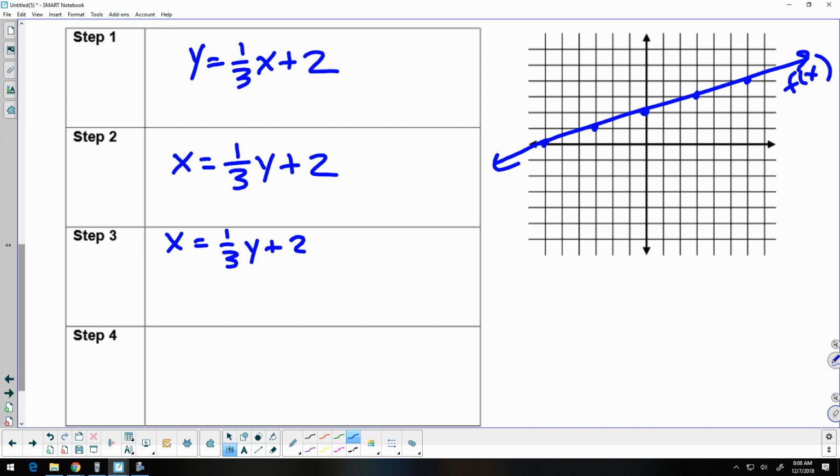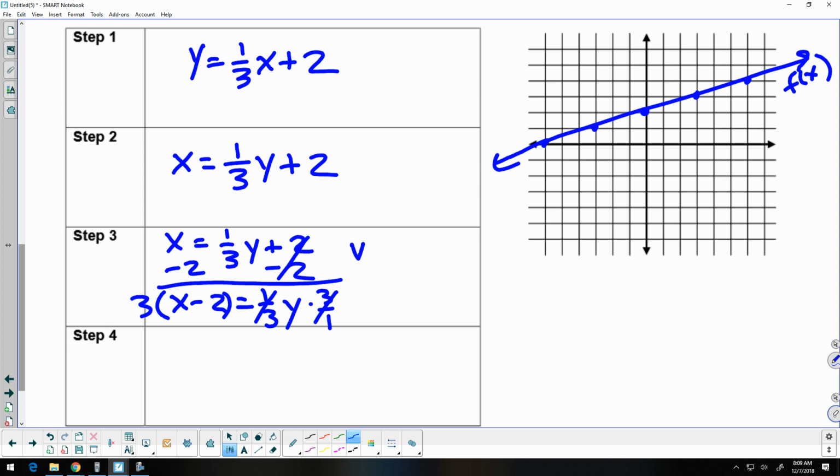So getting y by itself, first we're going to move the 2, so subtracting 2 on both sides. We have x minus 2 equals 1/3 y. Now get rid of the fraction 1/3. You're not going to divide by the fraction, but you want to multiply by the reciprocal, which is 3 over 1, on both sides. Anything multiplied by its reciprocal is just going to be 1. That's a multiplicative inverse. So we get that y is equal to, distributing, 3x minus 6.